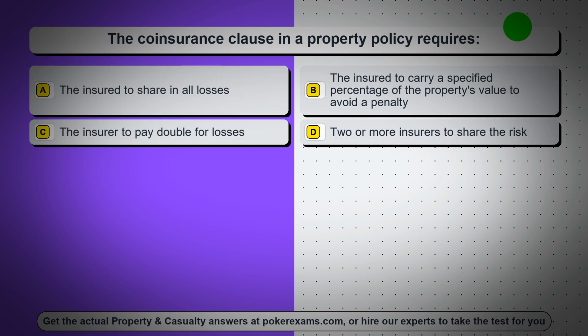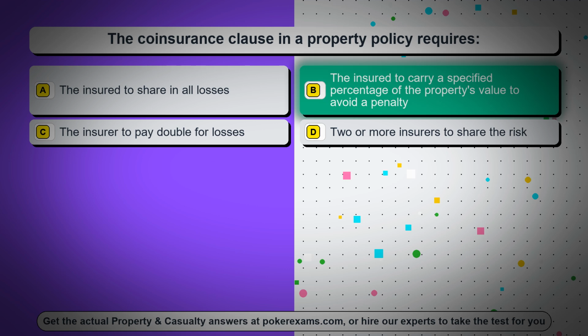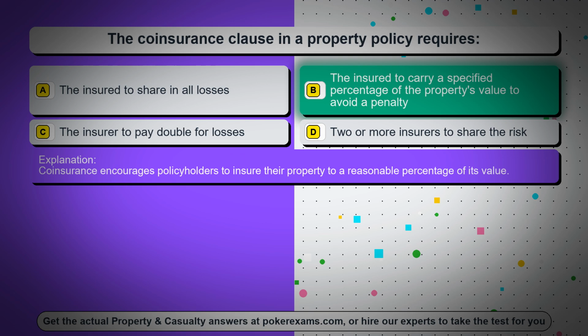Question 90. The co-insurance clause in a property policy requires: Option A, the insured to share in all losses. Option B, the insured to carry a specified percentage of the property's value to avoid a penalty. Option C, the insurer to pay double for losses. Option D, two or more insurers to share the risk. The correct answer is option B, the insured to carry a specified percentage of the property's value to avoid a penalty. Co-insurance encourages policyholders to insure their property to a reasonable percentage of its value.